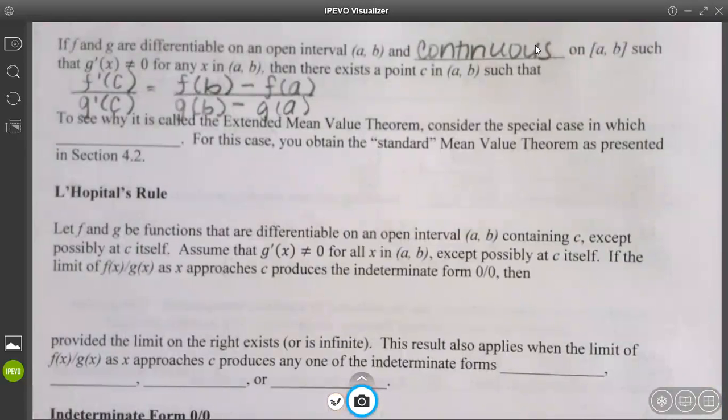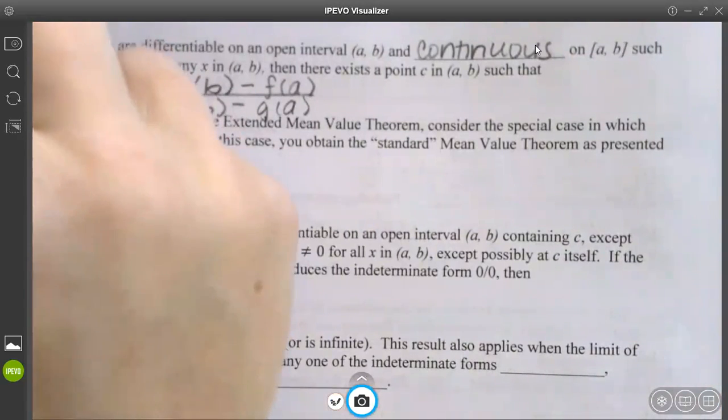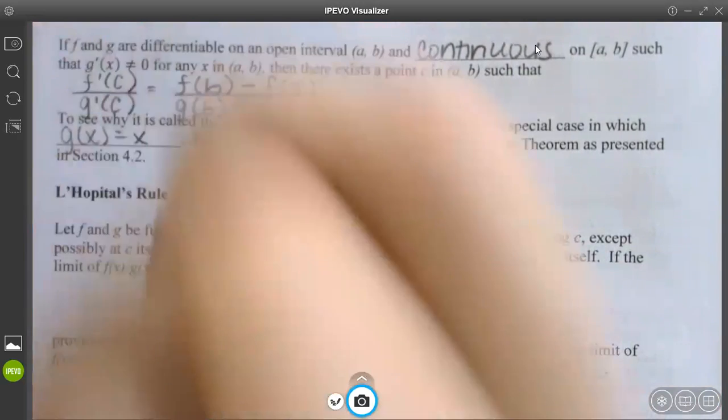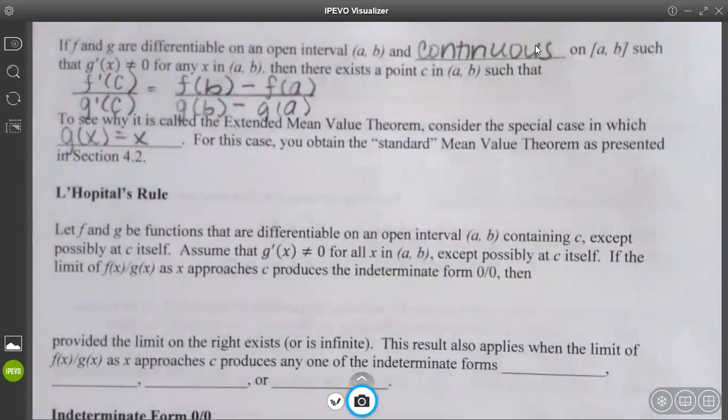To see why it's called the extended mean value theorem, consider the special case in which g of x equals x. For this case, you obtain the standard mean value theorem as presented in section 4.2.